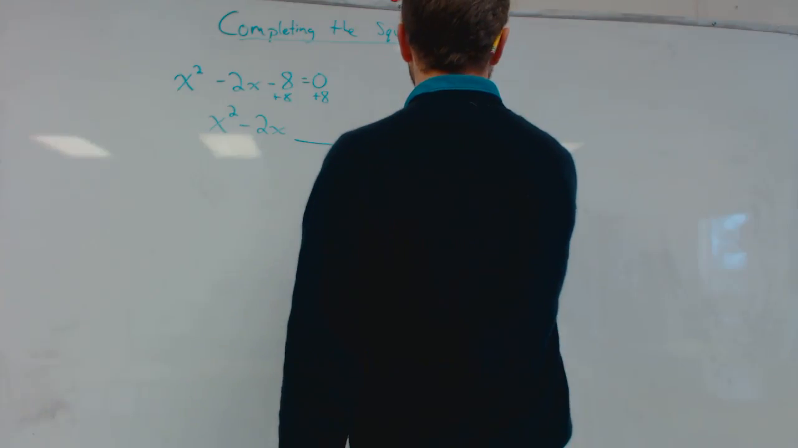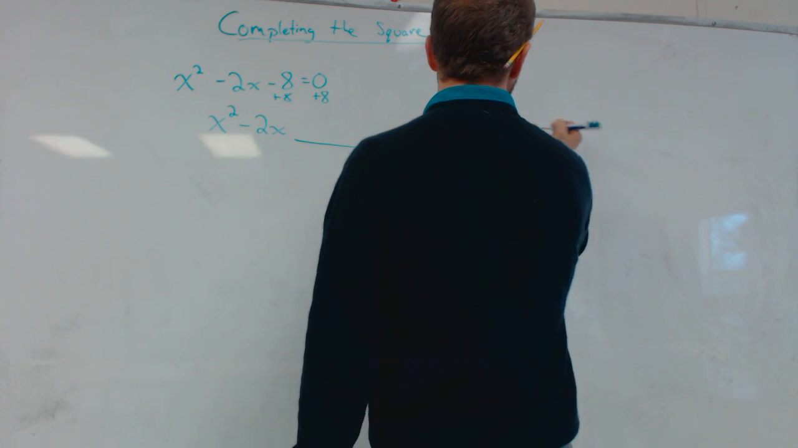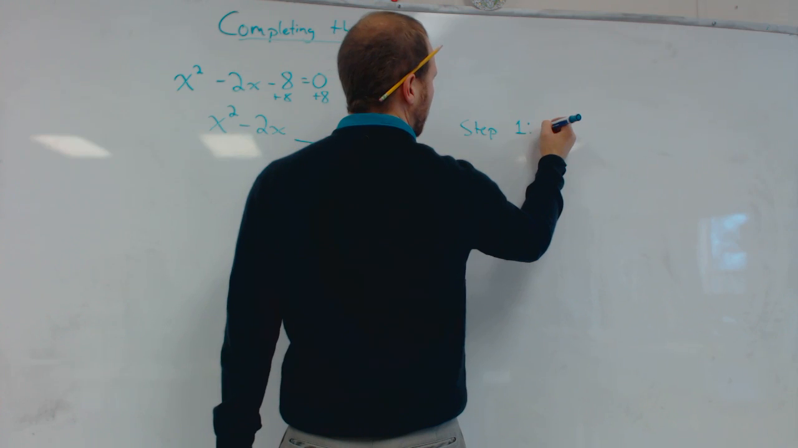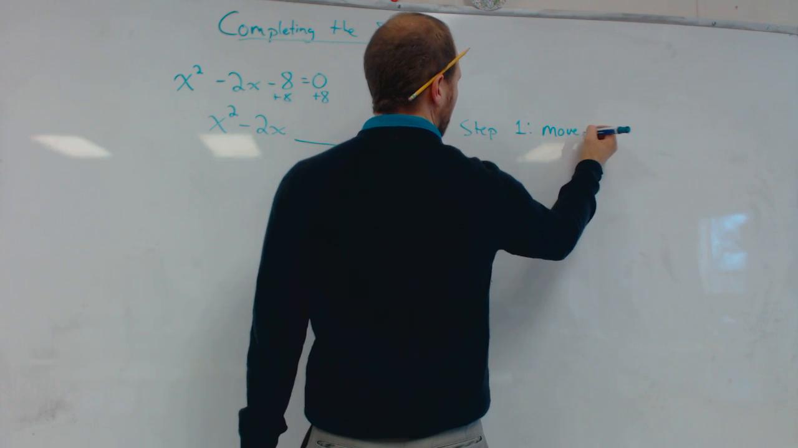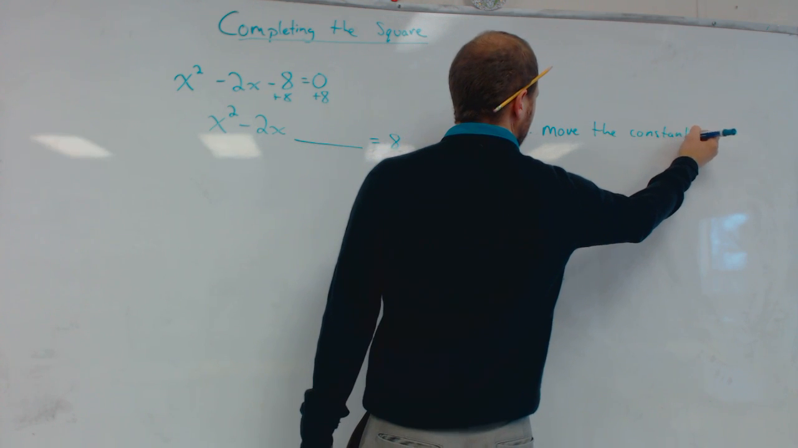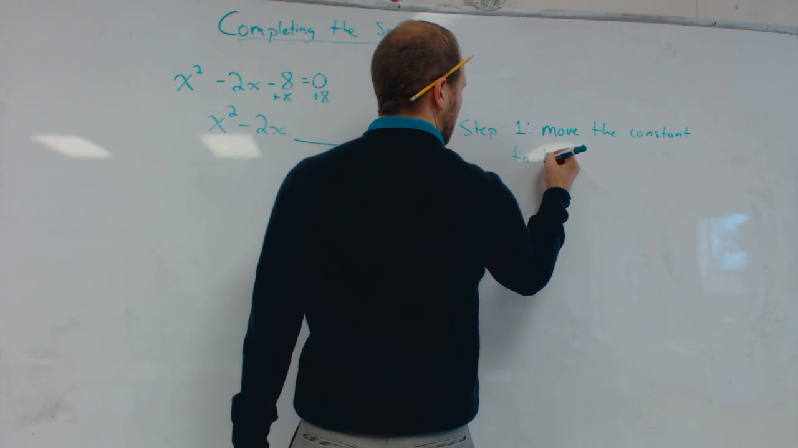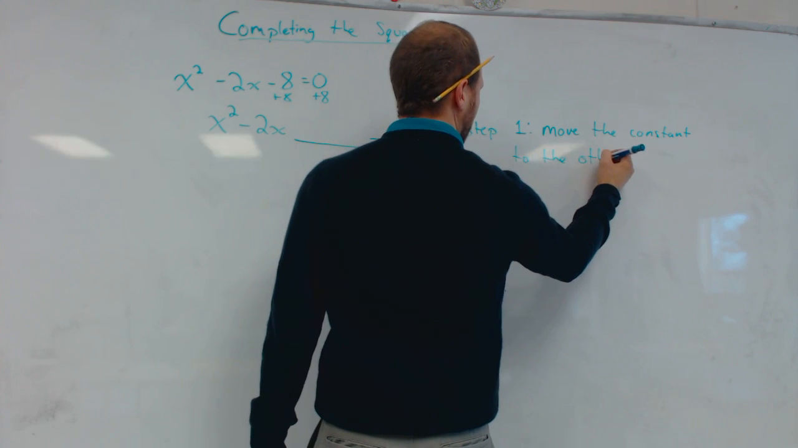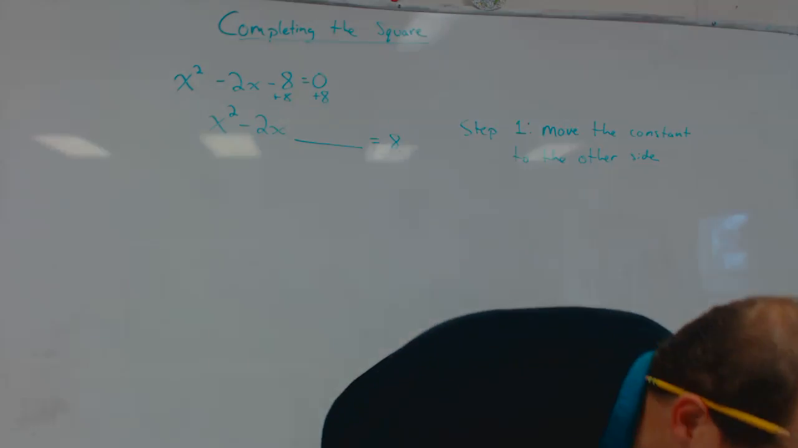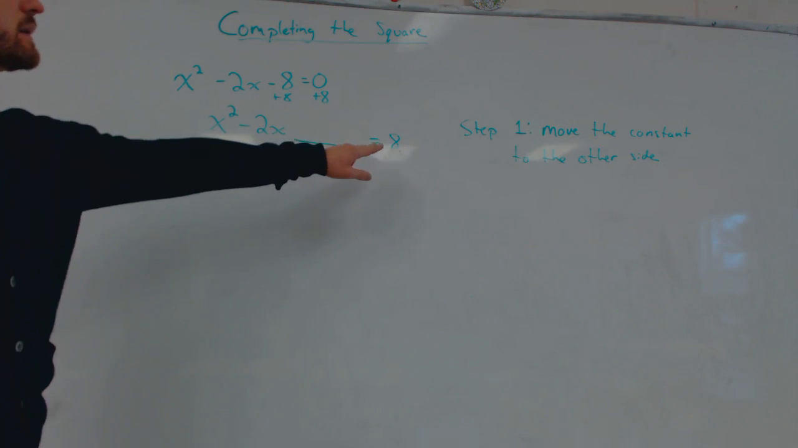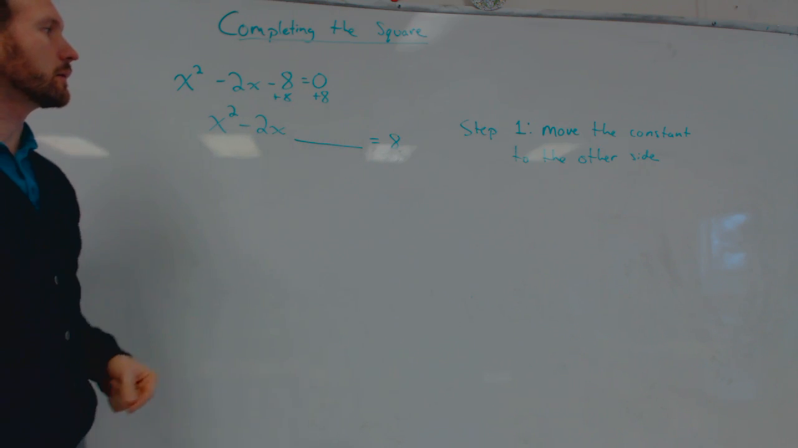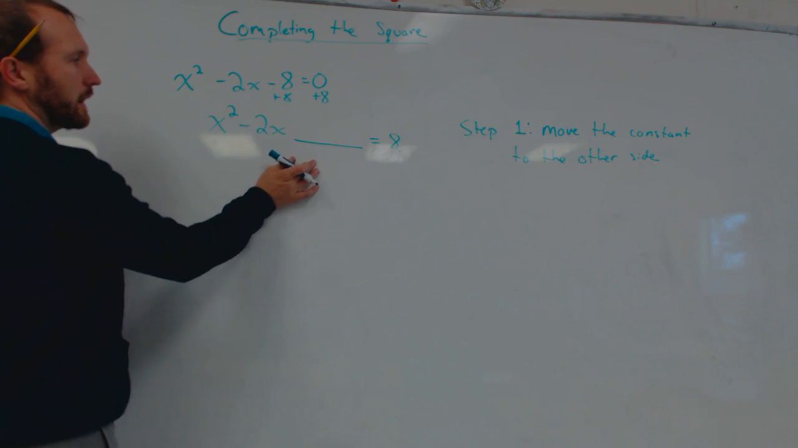Step 1, it's going to sound really familiar. Step 1, we move the constant to the other side. So we sort of isolate the constant. The constant is the number that has no x, right? So 8. So I only have x's on this side.